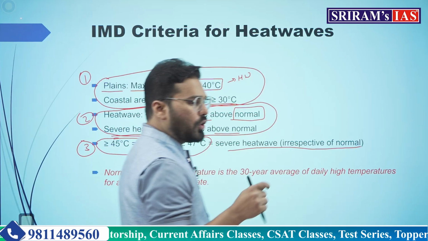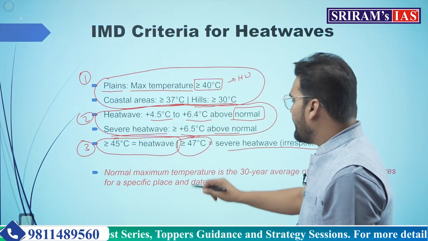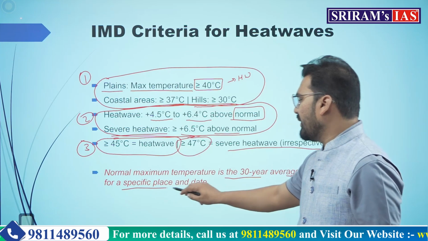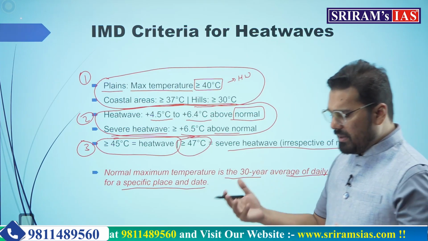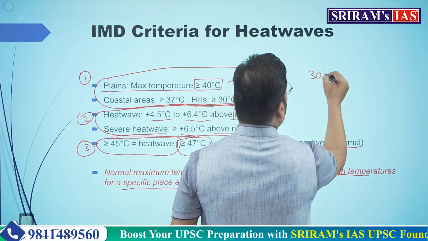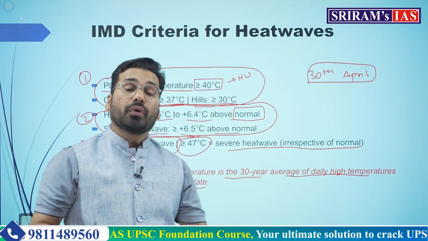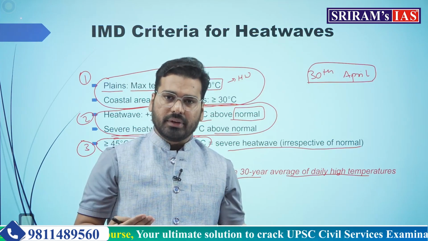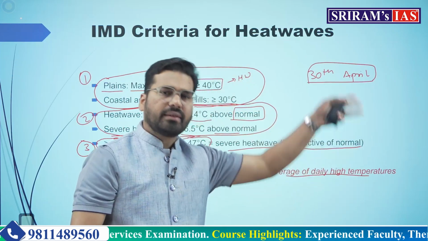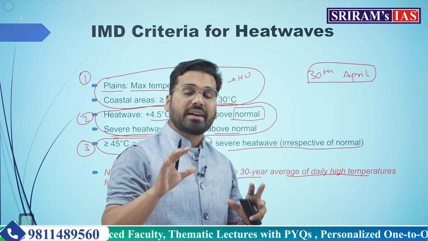But we have talked about normal temperatures. What are normal temperatures, or normal maximum temperatures? It is the 30-year average of daily high temperatures for a specific place and date. For example, suppose 30th April. For the last 30 years we have our measurements on this 30th April: 2024, then 2023, we can go like this till 1995. So for the last 30 years, what is the average maximum temperature?